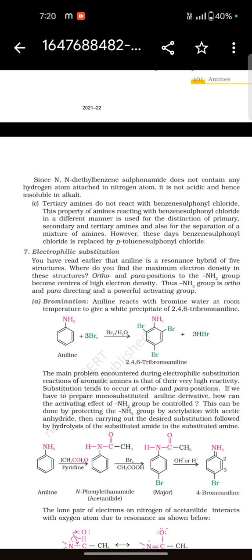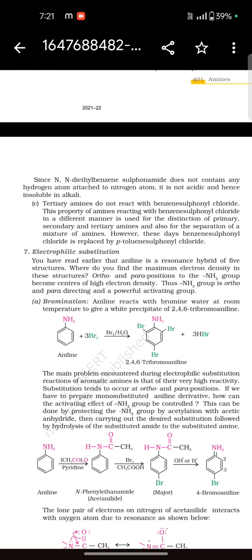Electrophilic substitution. You have read earlier that aniline is a resonance hybrid of five structures. Where do you find the maximum electron density in this structure? Ortho and para positions to the NH2 group become centers of high electron density. Thus, the NH2 group is ortho and para directing and a powerful activating group. Bromination. Aniline reacts with bromine water at room temperature to give a white precipitate of 2,4,6-tribromoaniline.